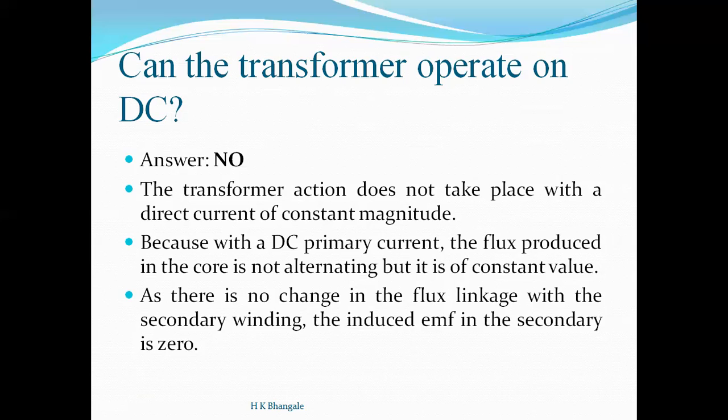The transformer action does not take place with direct current of constant magnitude. Because of the DC primary current, the flux produced in the core is not alternating, but is of constant value. There will be no change in the flux. And as there is no change in the flux linkage with the secondary winding, the induced EMF in the secondary is zero. That's why a transformer will not work on DC.